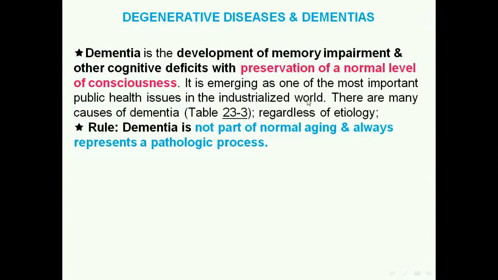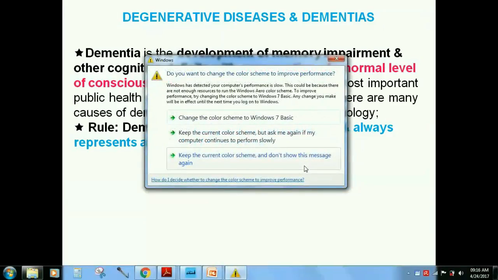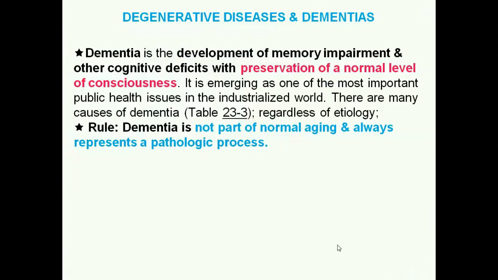Now, it's emerging as one of the most important public health problems, especially in the industrialized world. Why is that? Because in the industrialized world, we have a lot of people who are aging. There are a lot of people who reach their 80s or 90s. That's why the industrialized world has a medical, social and economic burden because of these dementias.